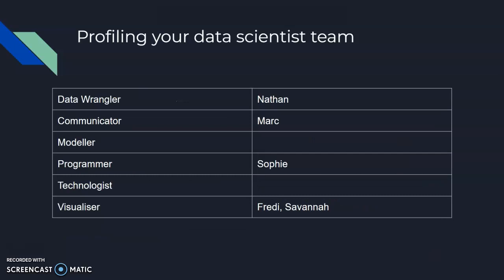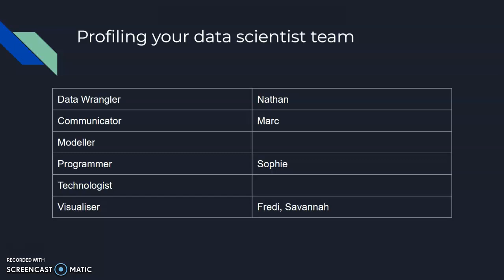So the second piece of the project was what pieces we think each team member is good, which positions. And so myself, I thought I would be a good data wrangler. For a communicator, Mark has good vocal skills, so we decided he would be a good communicator. Sophie chose her strength as a programmer, and then we have two visualizers, which is Freddie and Savannah as well. So that leaves two open positions, which is a modeler and technologist.